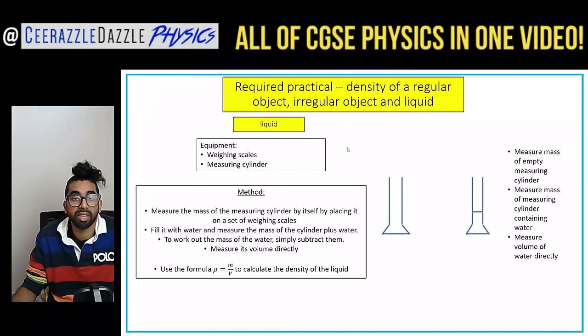Density of a liquid. So you need a measuring cylinder first of all, and you simply place it on a scale and measure its mass. Then you fill it up with a liquid, then you place that on a scale and you measure its mass now.